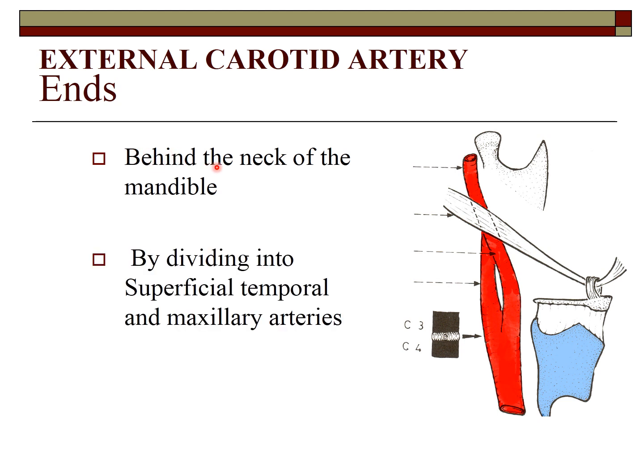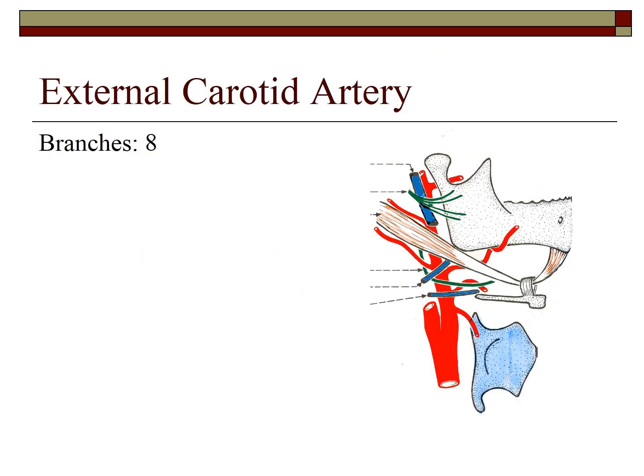So the external carotid artery ends behind the neck of the mandible by dividing into superficial temporal artery and maxillary artery. The superficial temporal artery goes upwards, the maxillary artery goes forwards. What are the branches of the external carotid artery?